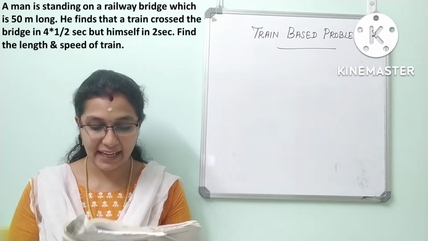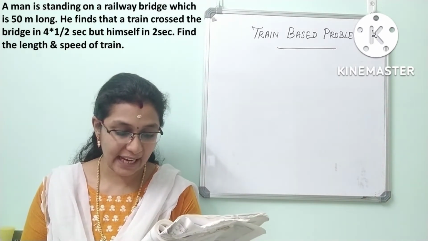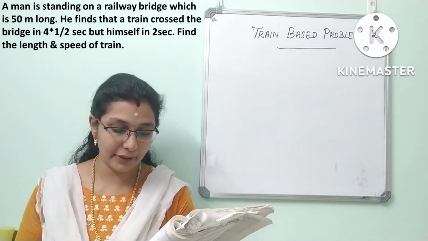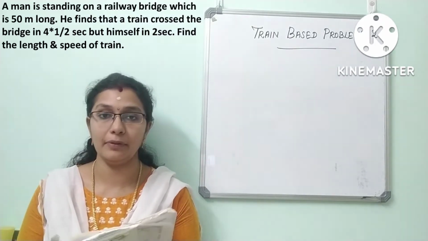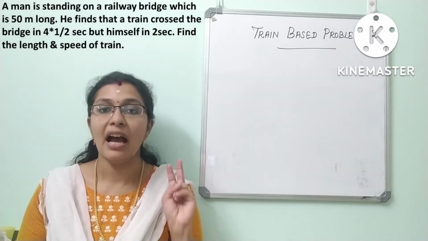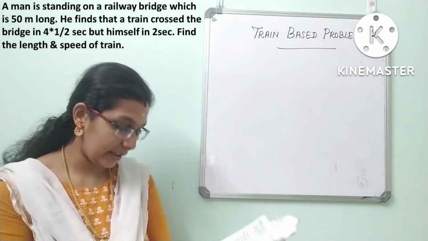Okay. A man is standing on a railway bridge which is 50 meter long. He finds that a train crossed the bridge in 4 1/2 seconds, but himself in 2 seconds. Find the length and speed of the train. So what they are saying is, our train is crossing both a bridge as well as a man. Okay. So what all data is given, write it down.